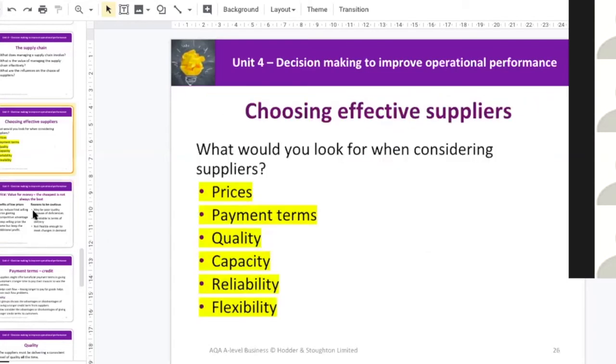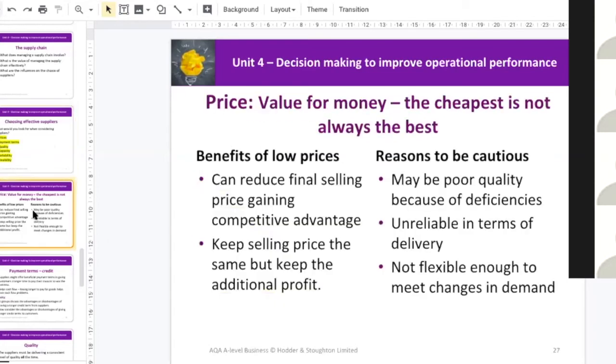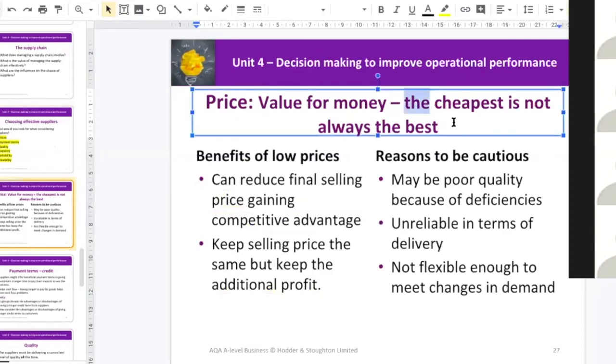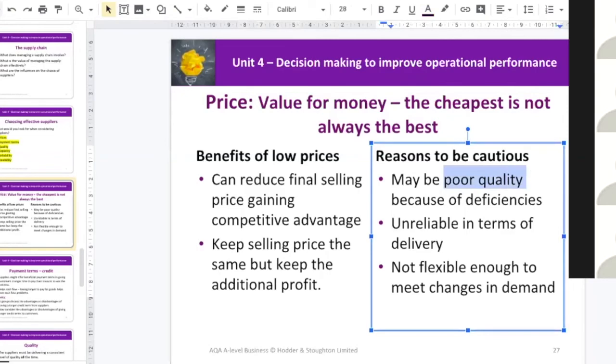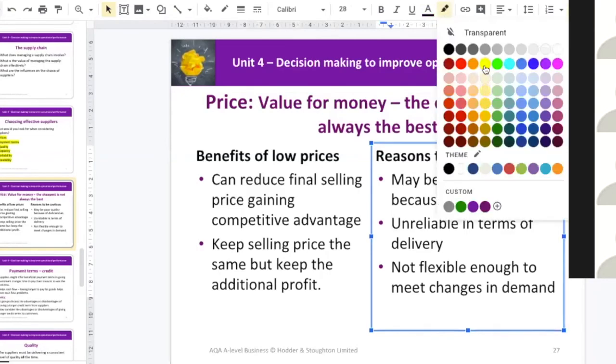So price, the first one, price. Price is very straightforward. The cheapest price is not always the best. We are looking for the value for money. So basically, if you're only thinking about the cheapest supplier, the quality of the supply might be very poor because what you pay, what you get.